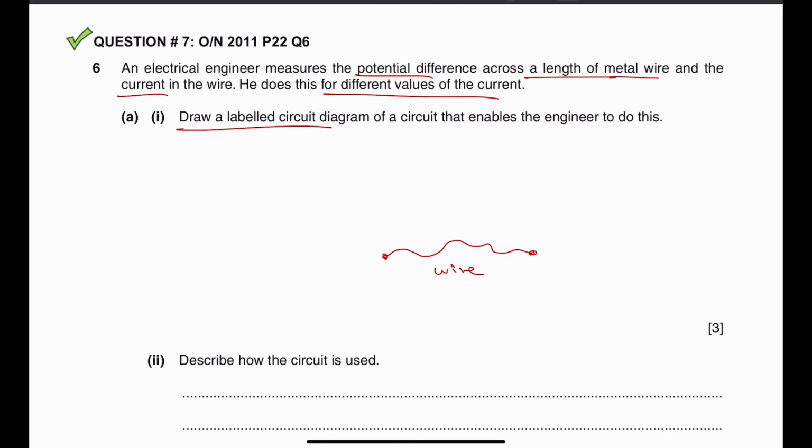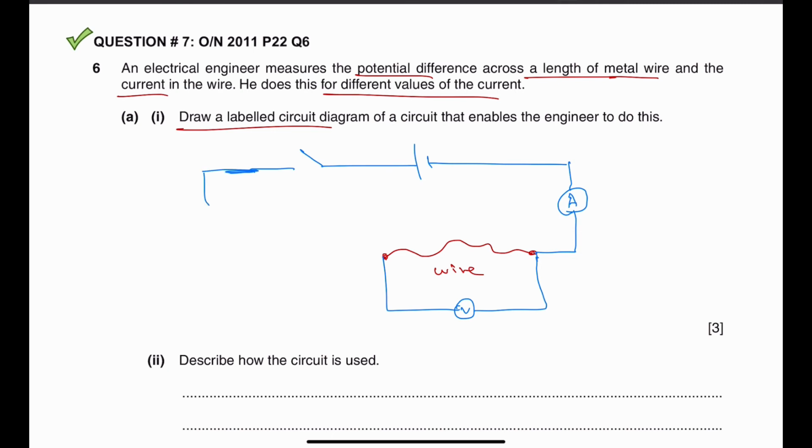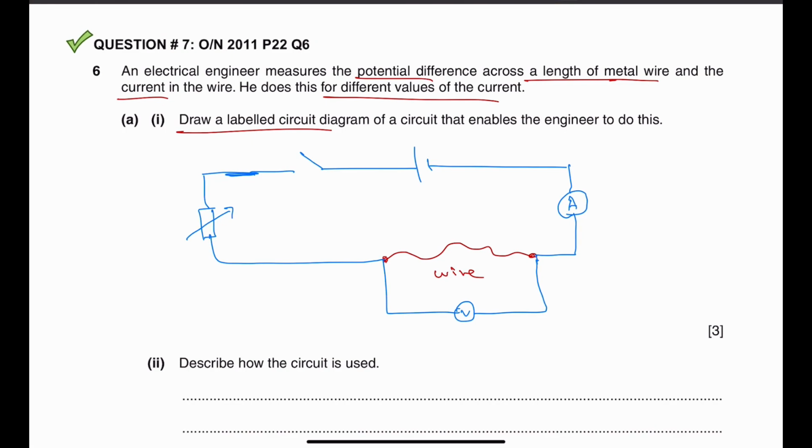What do you need in order to measure the PD across it? You need a voltmeter to connect parallel to it. What do you need to measure the current through it? Well, in order to measure the current, you need an ammeter through it. Then you need definitely a cell or a power supply. So we have the cell. You need a switch to switch the circuit on and off. And how will you adjust the values of the voltage across the battery or across the wire? As we have seen in previous questions as well, you would need a variable resistor. So with the variable resistor, you will make those adjustments, and this wire is basically under test, just like we saw with the lamp and the resistor in previous questions.